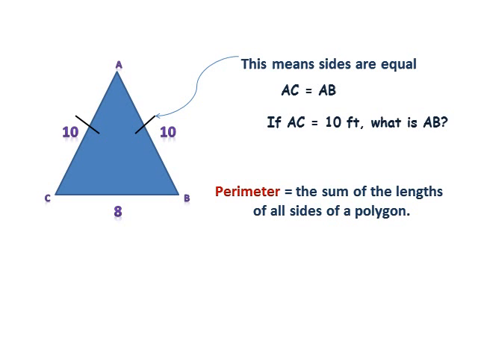Alright, so let's learn this word, perimeter. What is perimeter? It's the sum of the lengths of all sides of a polygon. So it's not just for triangles, it's for all types of polygons. If you add all sides, the sum of that is called a perimeter. So the perimeter of this triangle would be, if you add AB plus BC plus CA, which is 10 plus 10 plus 8.